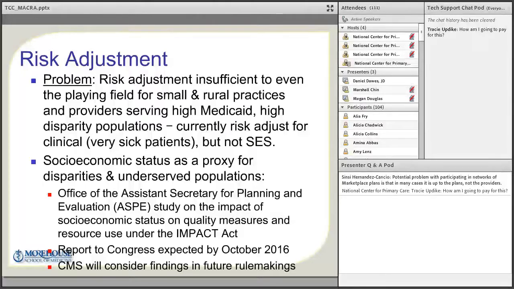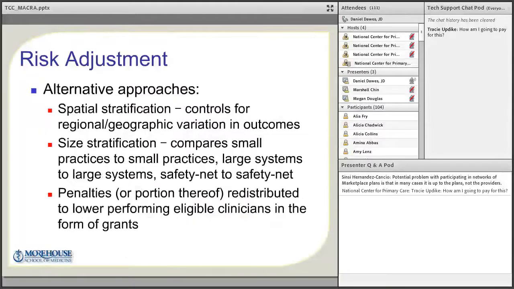We know ASPE, the Office of the Assistant Secretary for Planning and Evaluation, is conducting a study looking at this, and they should have a report out by October of this year. So very interested in seeing what they determine with that report. But as we move forward, we wanted to highlight 3 alternative approaches to risk adjusting, and we'd love to get your thoughts on these. One is spatial stratification. It controls for regional and geographic variation in outcomes. Would that be one option that we could push? Size stratification compares small practices to small practices, large systems to large systems, and safety net to safety net providers. So basically comparing apples to apples and oranges to oranges there.